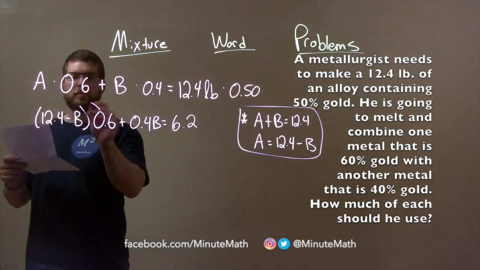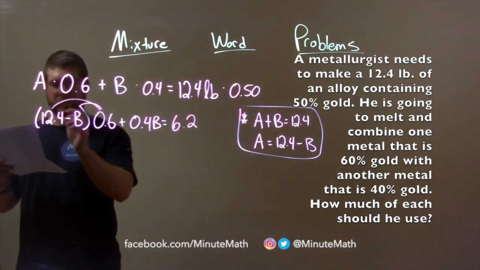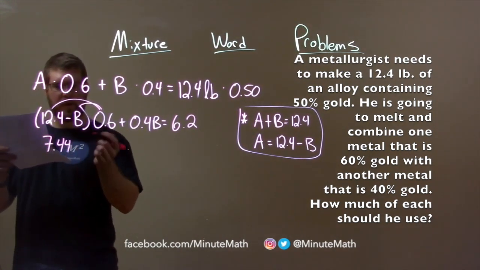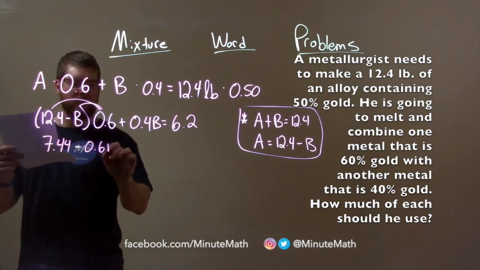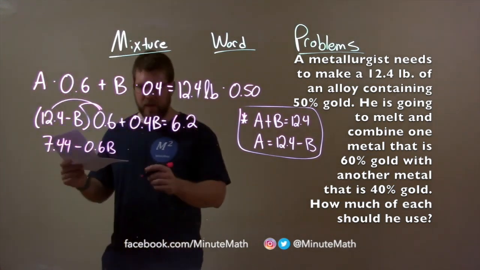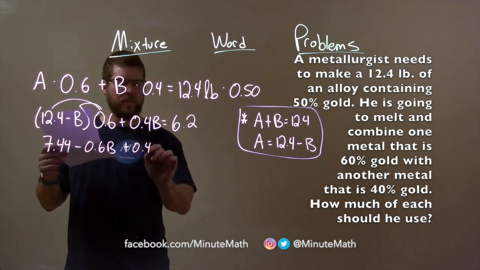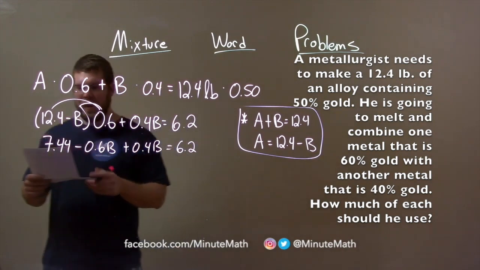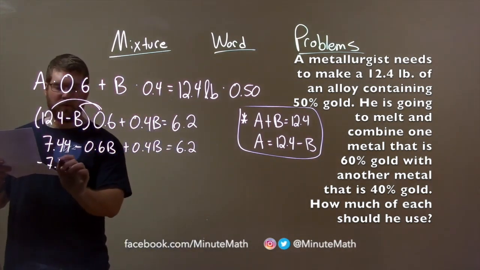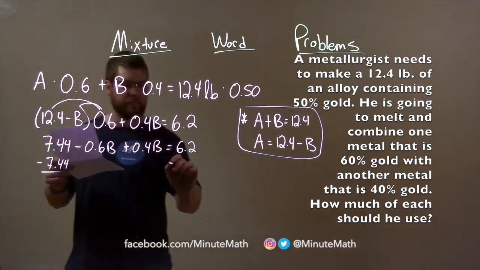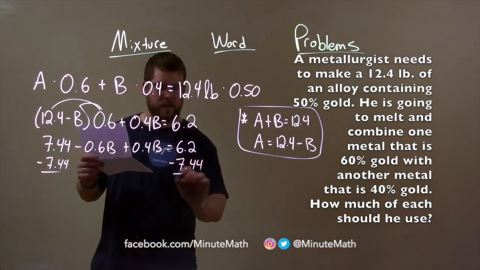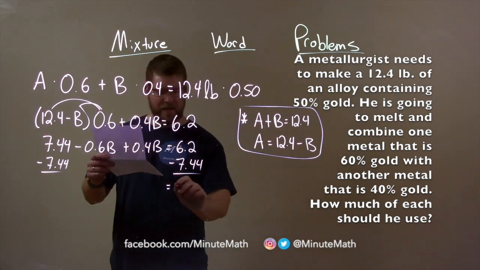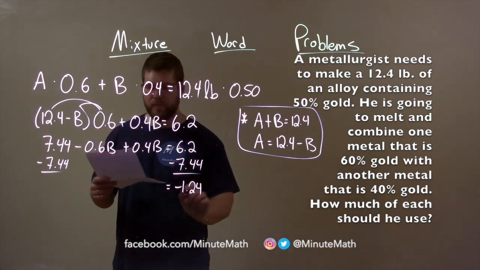So we're going to distribute the 0.6 to both parts here. 0.6 times 12.4 is 7.44, minus 0.6b, right? 0.6 times b, plus 0.4b equals 6.2. We can subtract 7.44 from both sides. And that gives us 6.2 minus 7.44, which is negative 1.24.